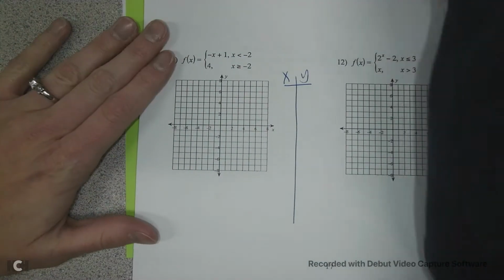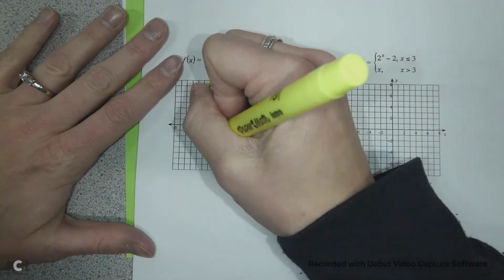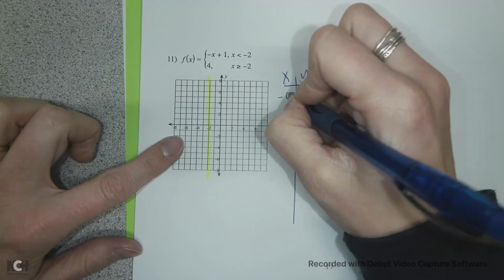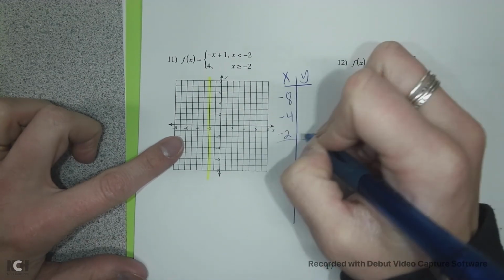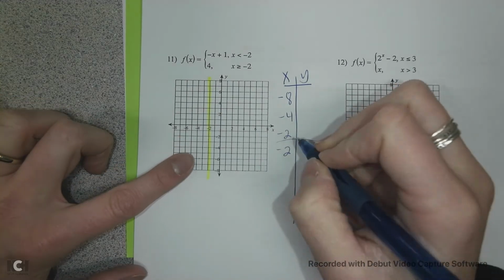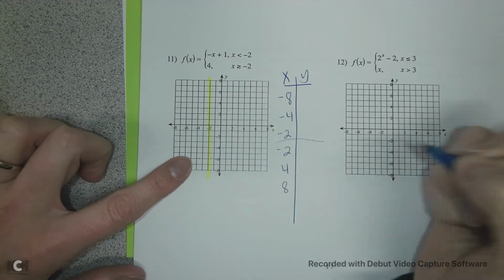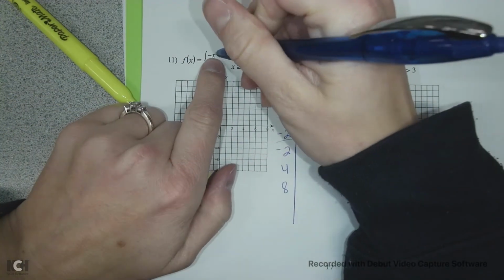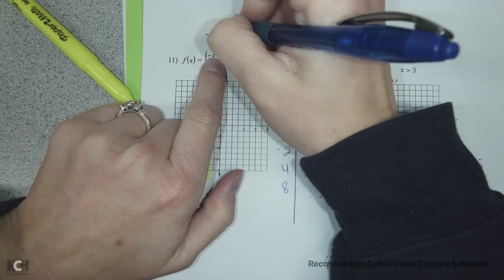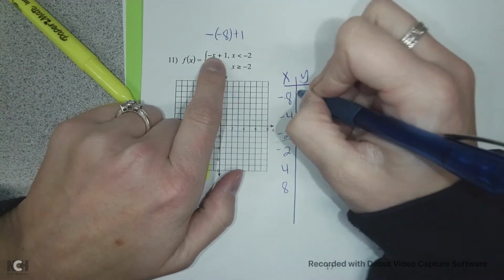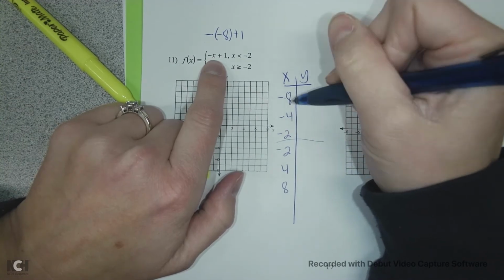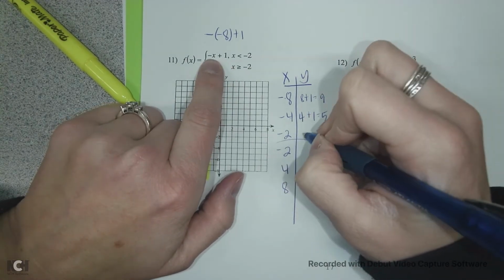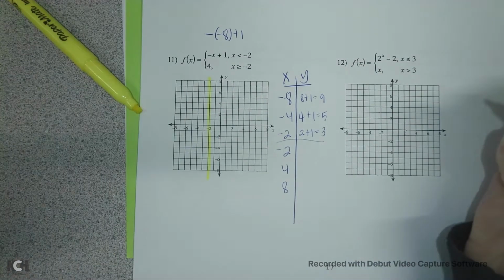So again, our transition point is at -2, where we're going to shift from one graph to the next graph, one equation to the next equation. I'm just going to pick some smaller numbers: -8, -4, -2, -2 again, and then, I don't know, 4 and 8. Okay, over here I have -8, and then I'm plugging in here, so it's really -8 plus 1. Those two negatives make a positive, so it's 8 plus 1, which is 9. Then it's -4, so 4 plus 1 is 5. -2 is +2, plus 1 is 3.